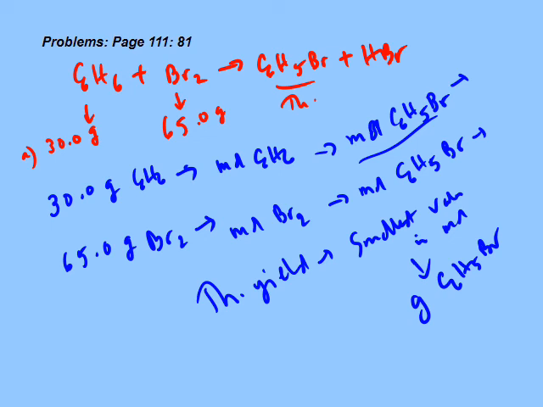Part B is asking for percent yield. They gave you the experimental yield. So it would be experimental yield divided by theoretical yield times 100. That gives you percent yield.